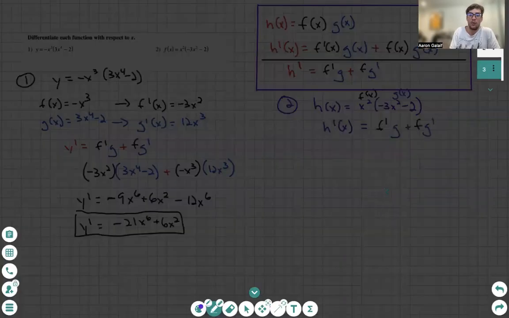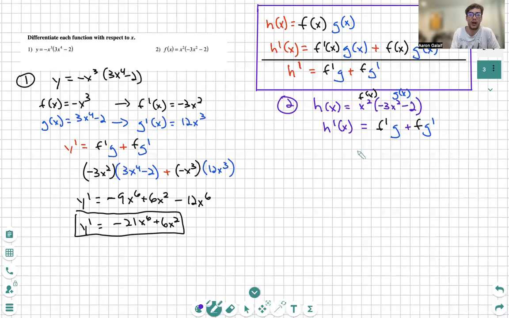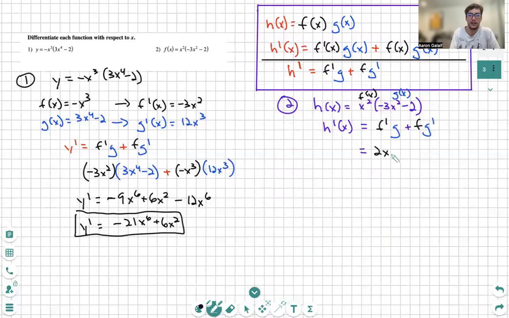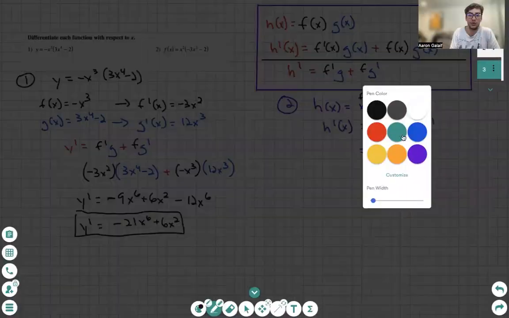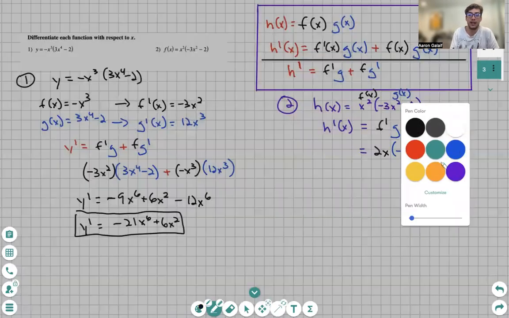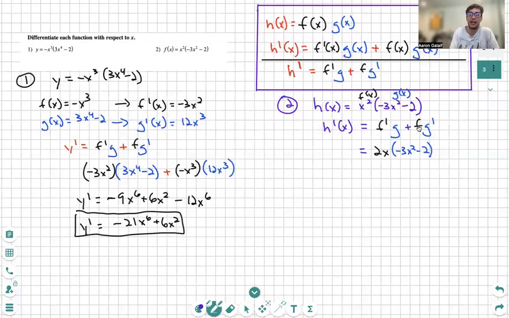We know f of x is x squared. So what's the derivative of x squared? The derivative of x squared would just be 2x. And just keep the g. Do not derive the g. It's f prime times g. So we'll just rewrite what is there already: negative 3x squared minus 2. And then a plus sign. And then we leave the f, right? We leave the f. Then we derive the g, which is going to be negative 6x.